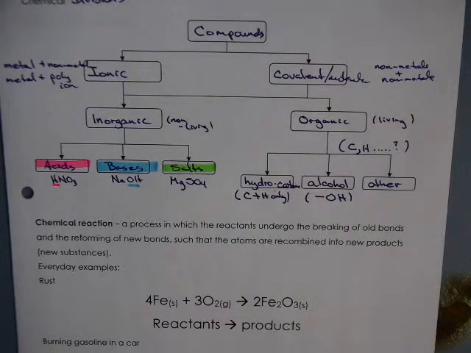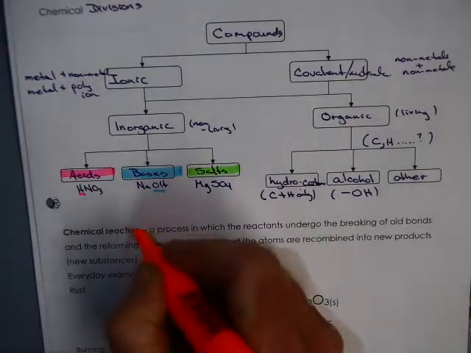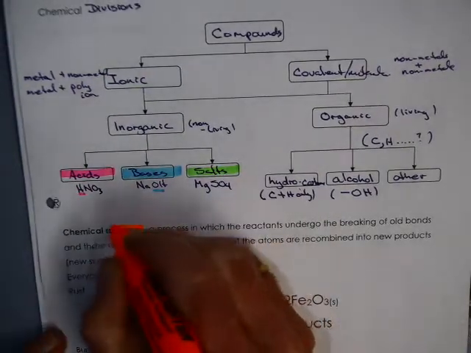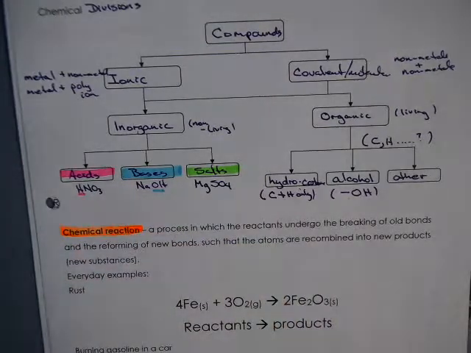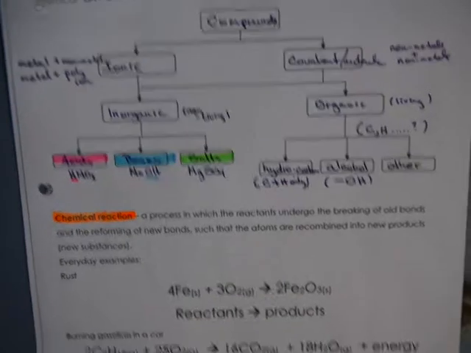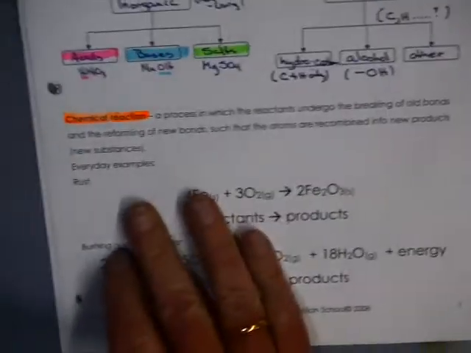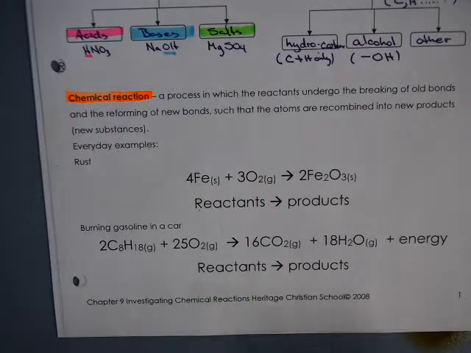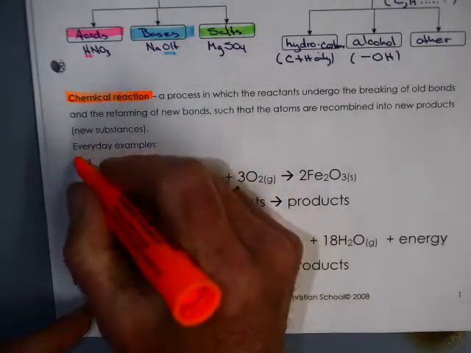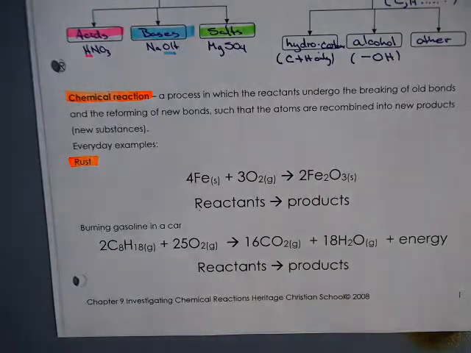A chemical reaction is a process in which chemical bonds are broken and new ones are formed. Okay? Here's some everyday examples. Here is an example that most everybody hates. This is rust.